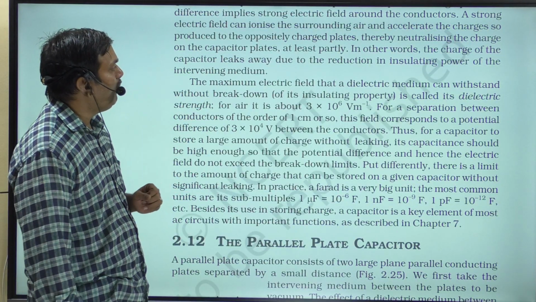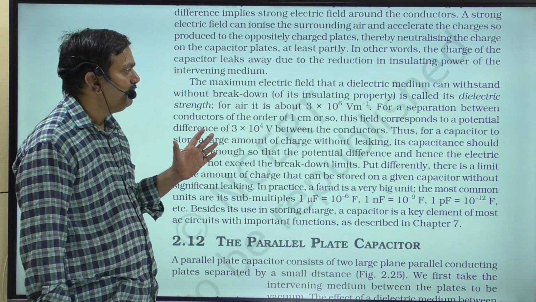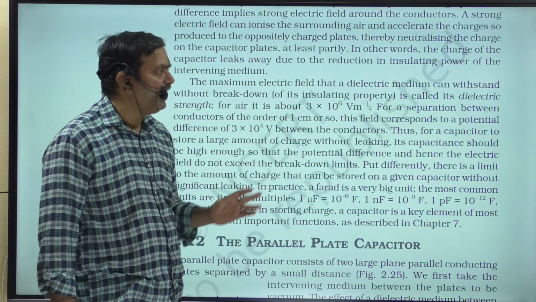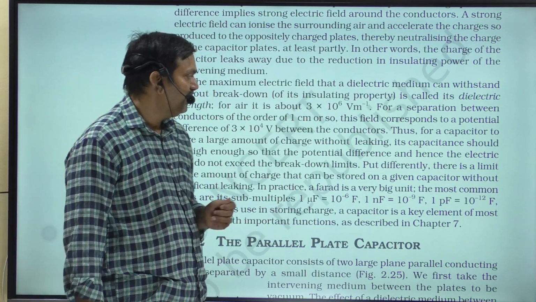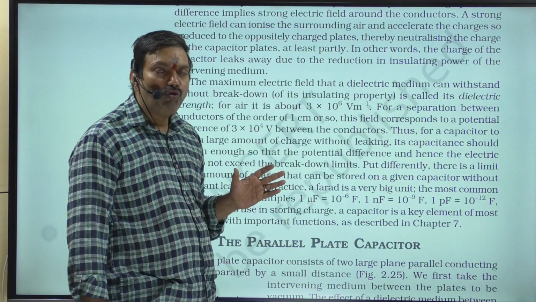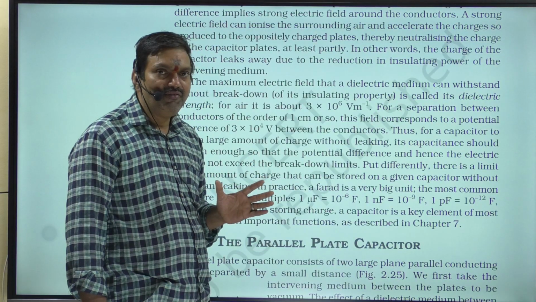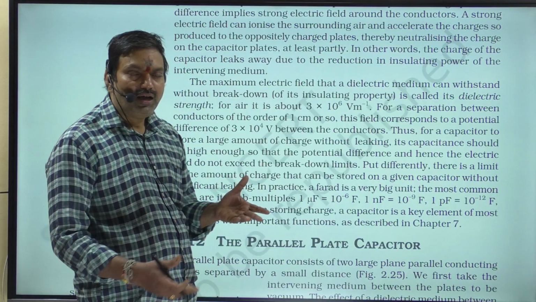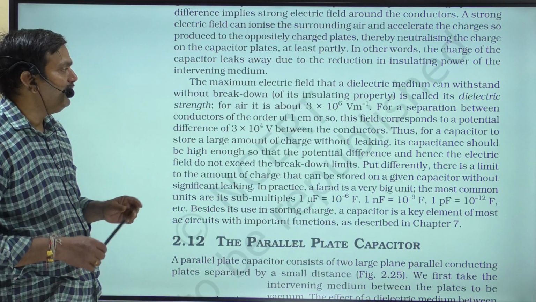Now there is an important point to note here: what is the maximum electric field that a dielectric can sustain? The maximum electric field that a dielectric medium can withstand without breaking is around 3 into 10 power 6 volt per meter. So 3 million volt per meter is the maximum electric field that a dielectric can sustain, and once it receives approximately 3 million volt per meter, the dielectric is going to break down. That is what we call the dielectric strength for a given medium.